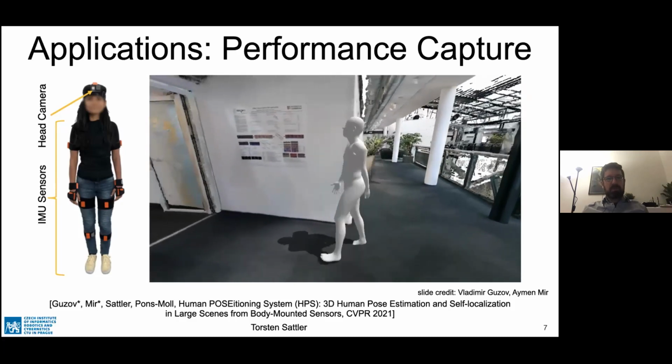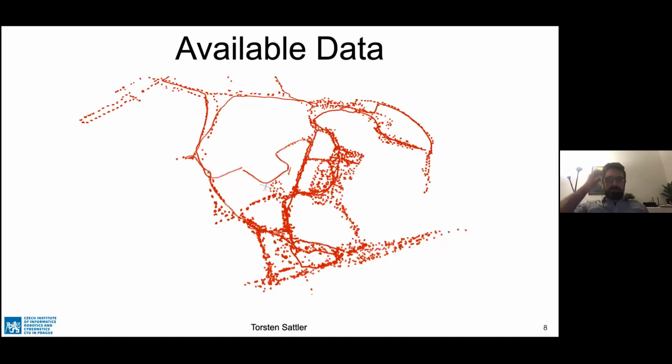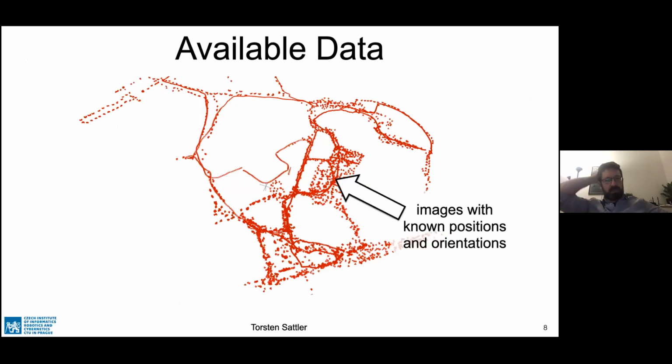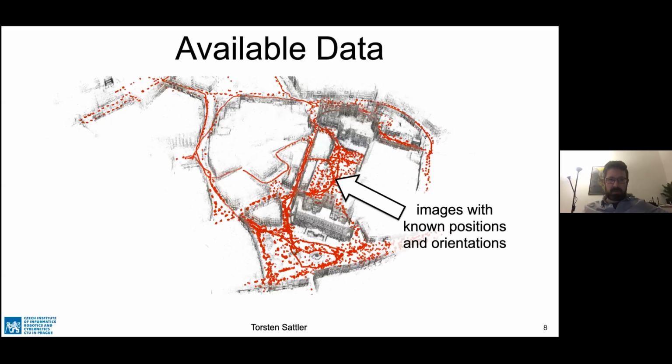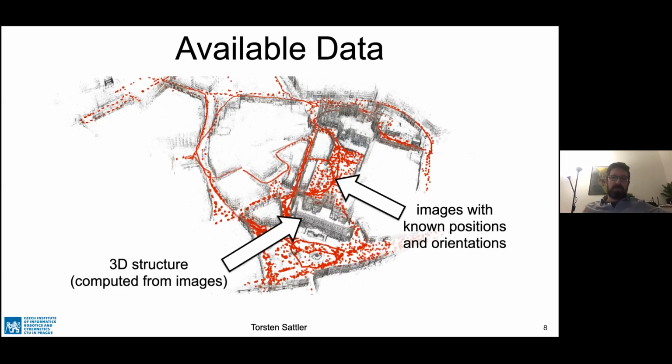So in this talk, I will focus on the localization part. And let's define a bit what we have as data. So the most basic information that we assume we have is what is shown here, where each red pyramid here corresponds to a single image. For each image, we obviously know the image, but also the position and orientation from which it was taken in the scene. Some methods will also require 3D geometry. So for example, a sparse point cloud of the scene, but this is something that in most cases can actually be computed from the images. So images with known positions and orientations are really the basic input to it.